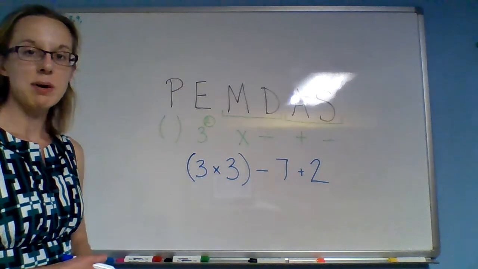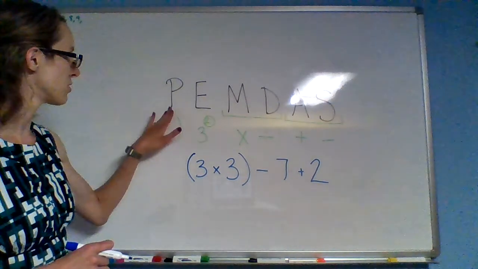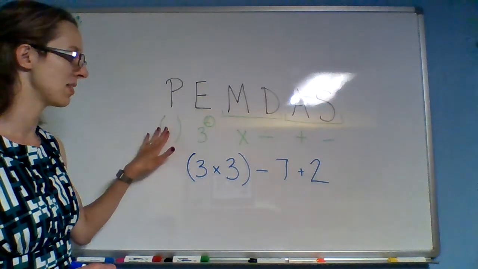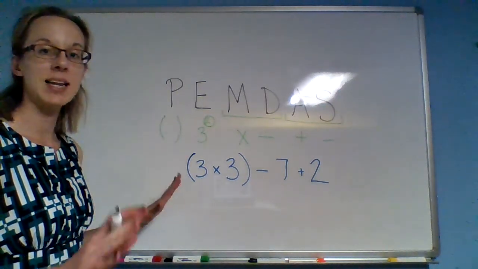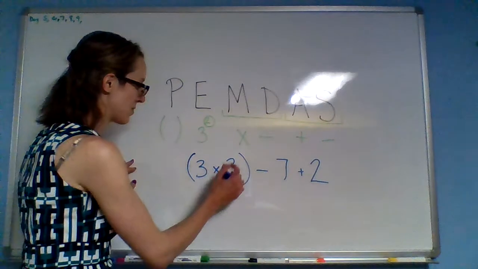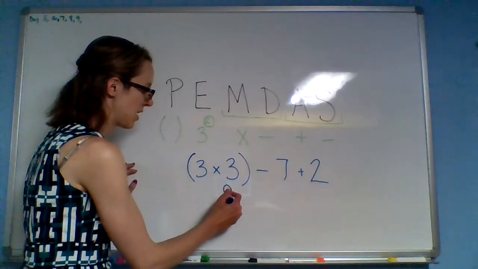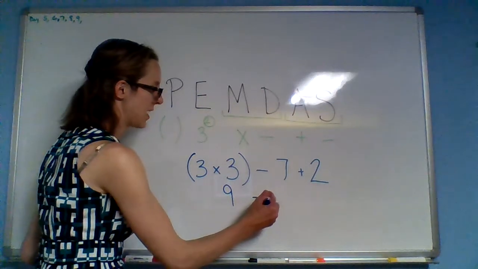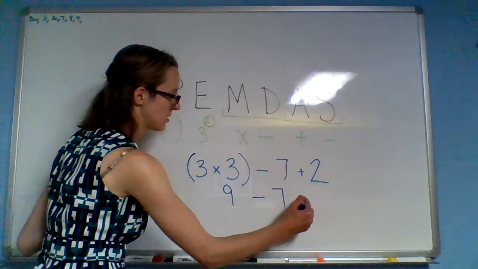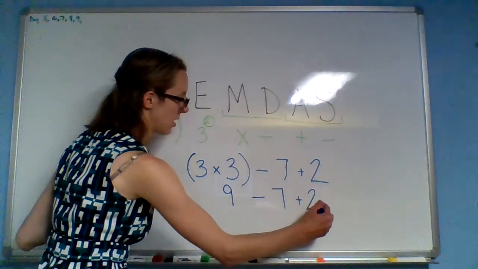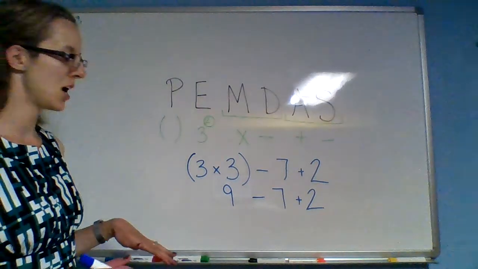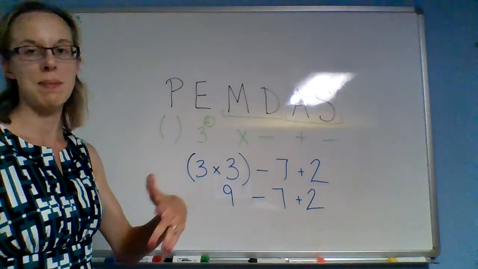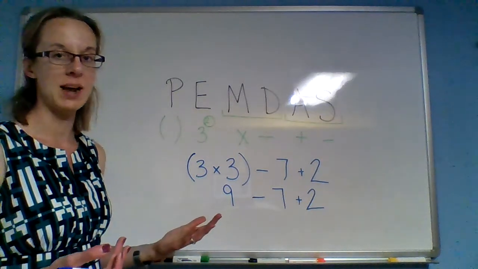All right, let's think about what I need to do first. Well, there's parentheses in this problem, so I know that whatever is happening in the parentheses comes before I do anything else. Inside the parentheses is 3 times 3, and I know that that's 9. Then I have minus 7 plus 2. I like to rewrite my problem because it helps me to just see what I've done so far, and then I can think about PEMDAS again and what I should do next.